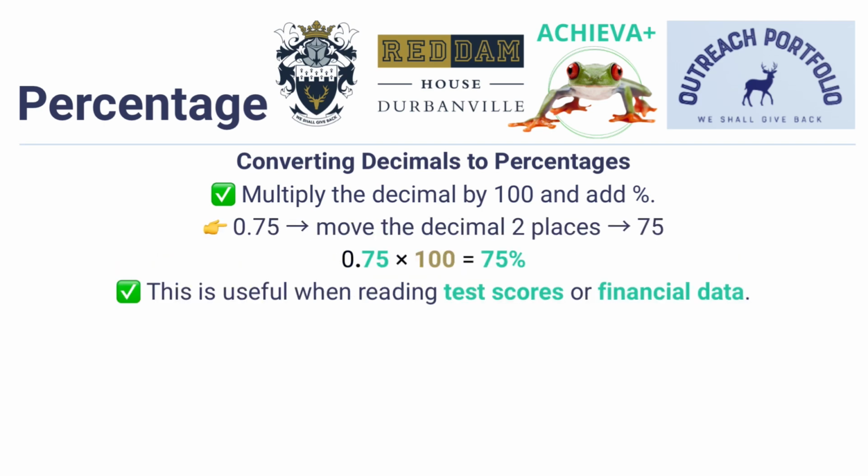So multiply the decimal by 100 and add the percentage sign. For example, 0.75 multiplied by 100, move the decimal 2 places, is 75. So 0.75 times 100 is equal to 75%. This is useful when reading test scores or financial data.